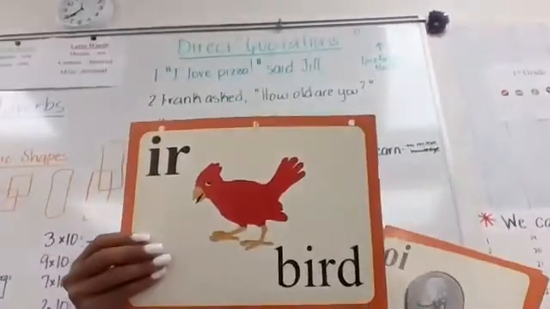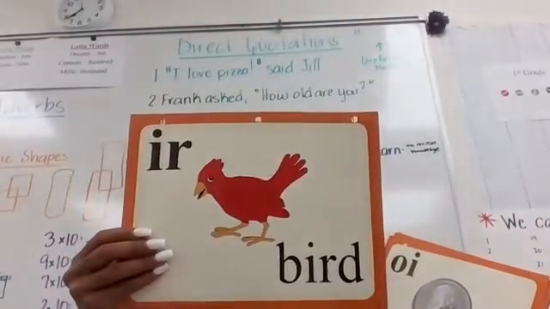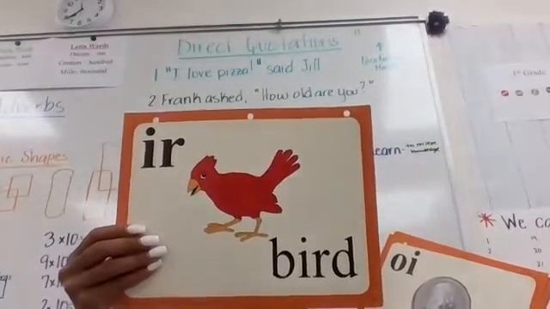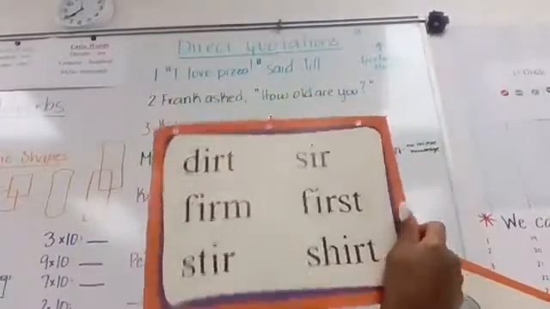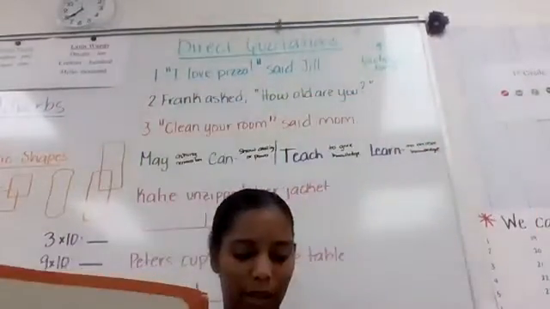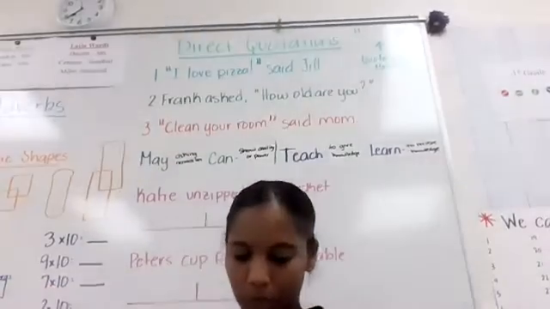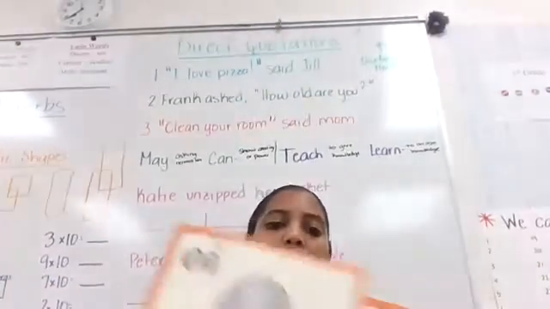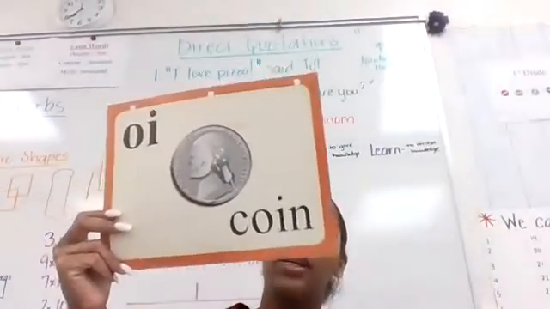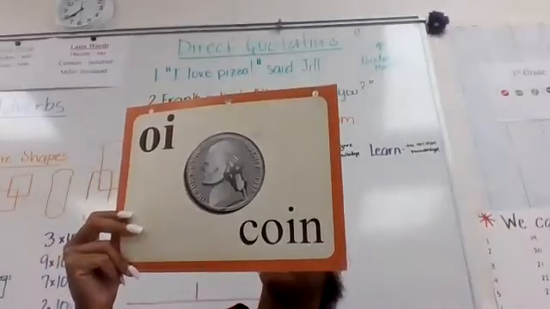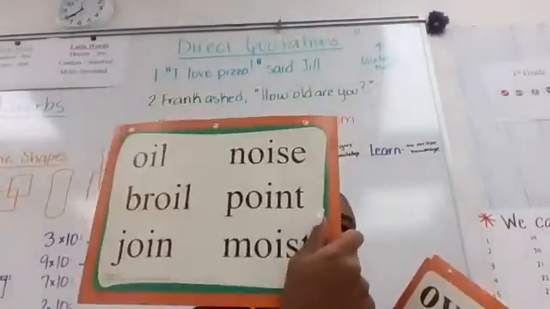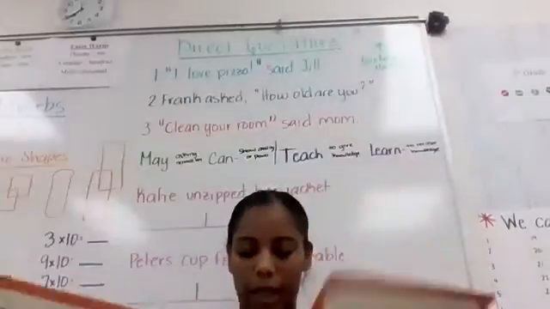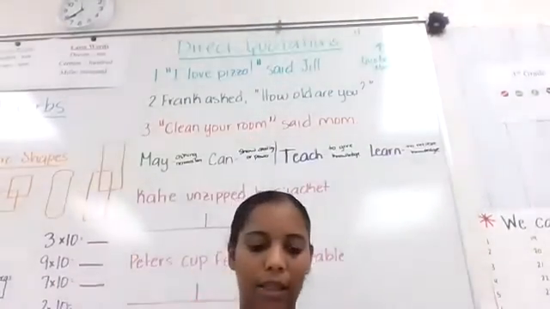IR says ir in bird. Okay, this is what you have to do whenever you put sugar in Kool-Aid, to mix it all together. You have to stir it up. Stir. Next, OI says oi in coin. Okay, this is when things are too loud, it's too much. Noise. That was an easy one.